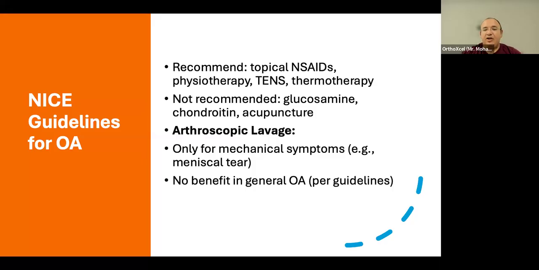NICE guidelines definitely recommend to use topical non-steroidal, physiotherapy, TENS machine, thermo adjunct, but it doesn't recommend glucosamine, chondroitin, or acupuncture. Arthroscopic lavage and arthrolysis can help with the mechanical symptoms. It washes all the inflammatory mediators, so it can give the patient symptomatic short-term relief, but definitely not in an advanced arthritis.